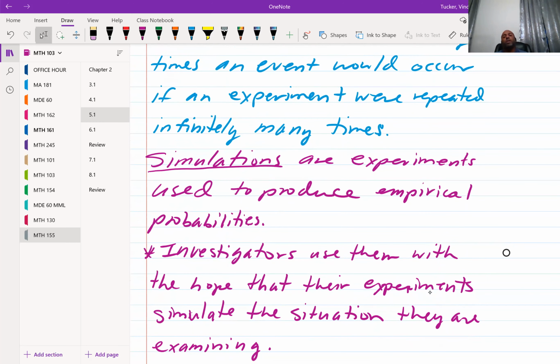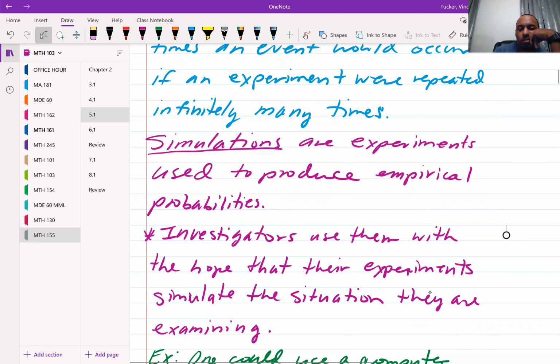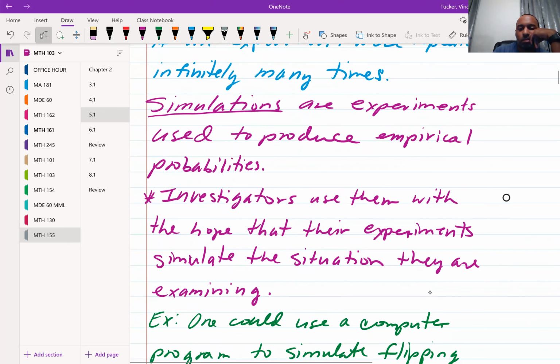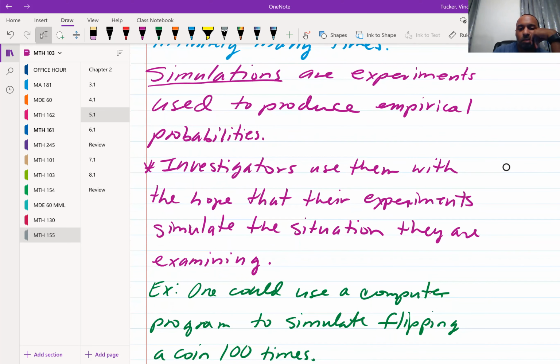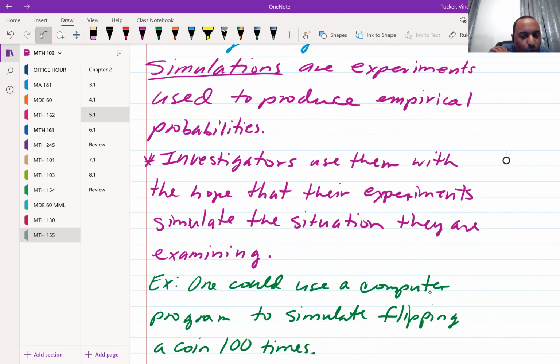So, like I said before, simulations are experiments used to produce empirical probabilities. Investigators use them with the hope that their experiments simulate the situation they are examining. Just an example of that, one could use a computer program to simulate flipping a coin 100 times, instead of you doing it yourself.